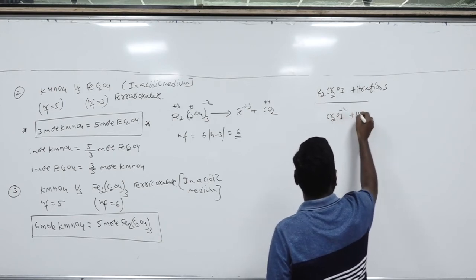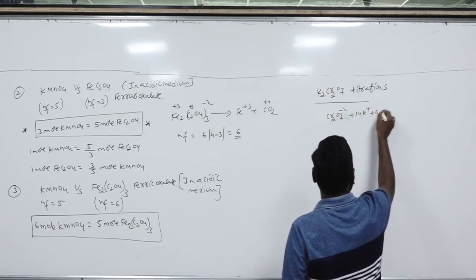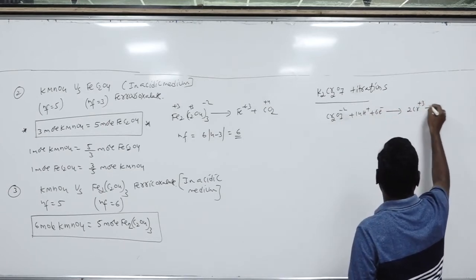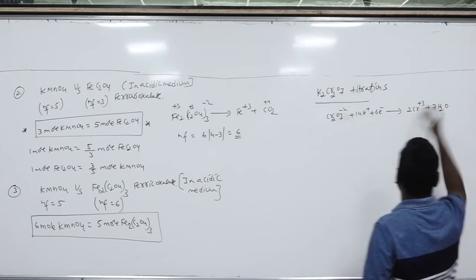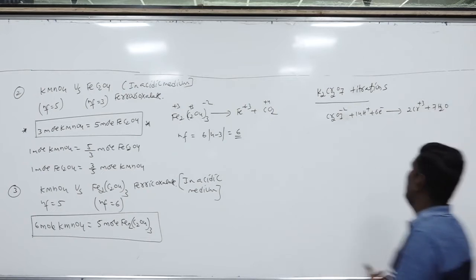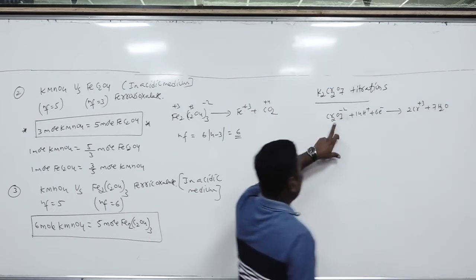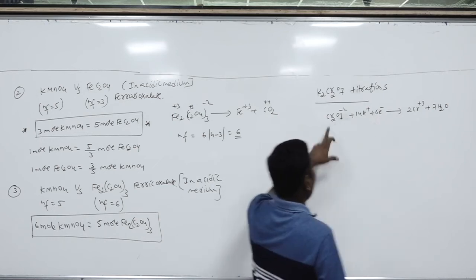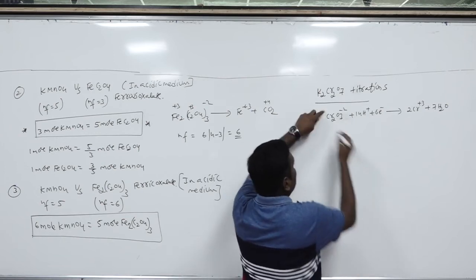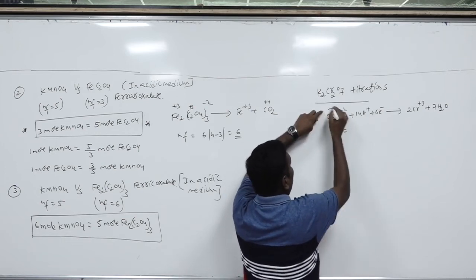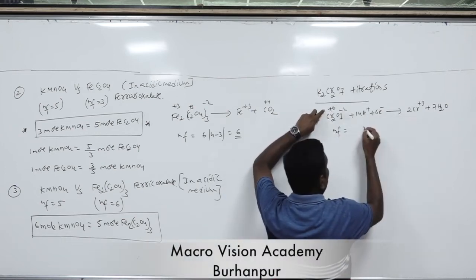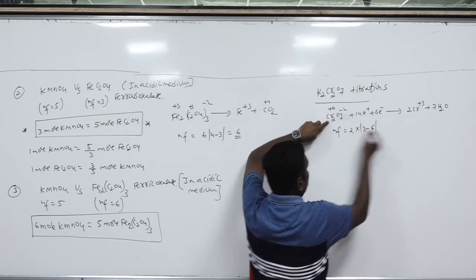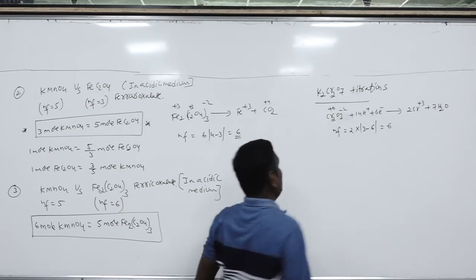Cr2O7 2-. If you know the balancing of a half reaction, well and good. Otherwise, only by changing oxidation number. Per mole of the dichromate accepting how many moles of electrons? 6 moles. So here the N factor will be 6. Otherwise, change in oxidation number: here +6, there +3. Change will be 3, into the number of such chromium atoms, which is 2. So the N factor is 6.